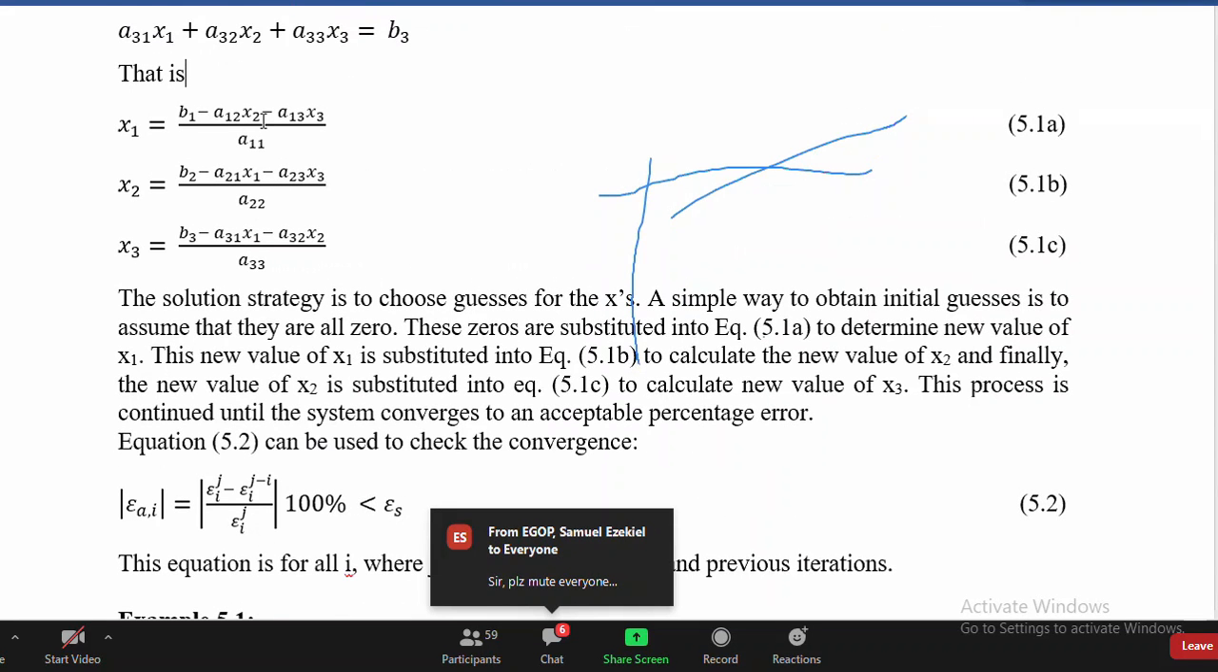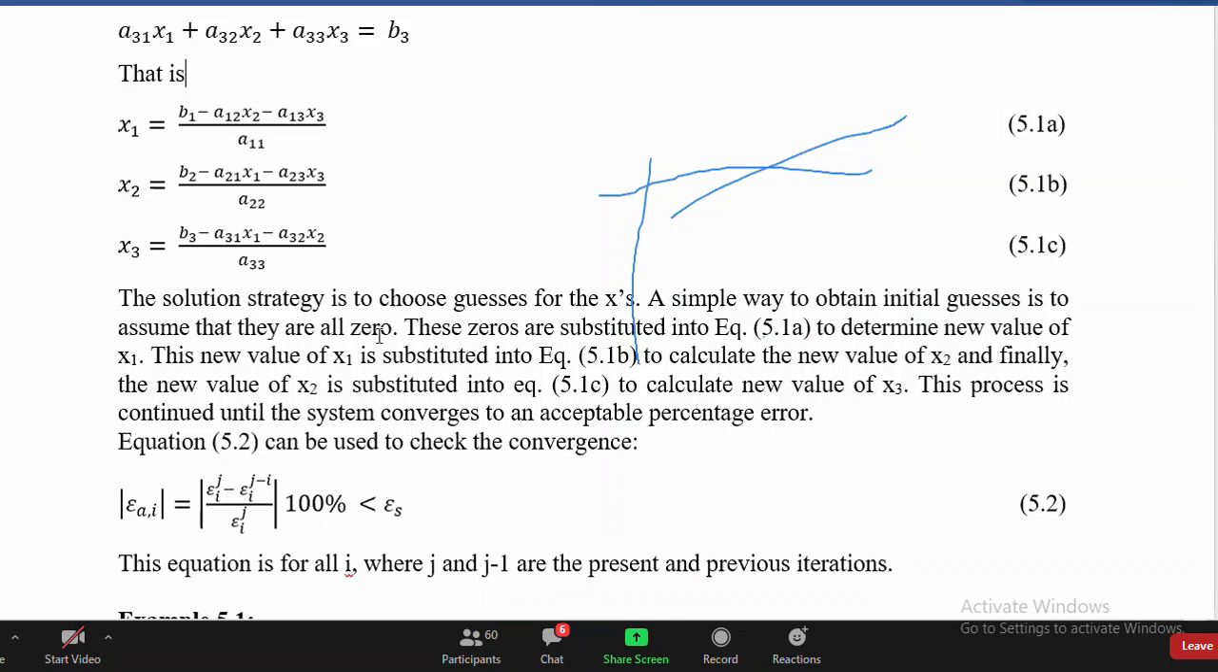So I said for this equation, this is the structure of the Gauss-Seidel equation. We can put initial guesses to be 0, all of them. These zeros are substituted into equation 5a to determine the new value of x1. This new value of x1 is substituted immediately into 5b to calculate the new value of x2. And finally, this new value of x2 is substituted into 5c to calculate the new value of x3. This procedure is continued until the system converges to an acceptable percentage error.